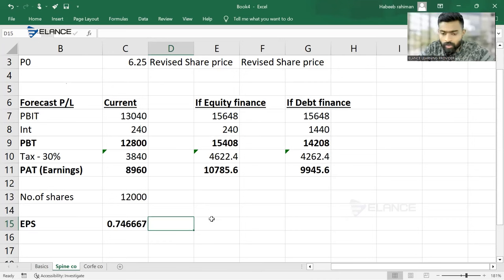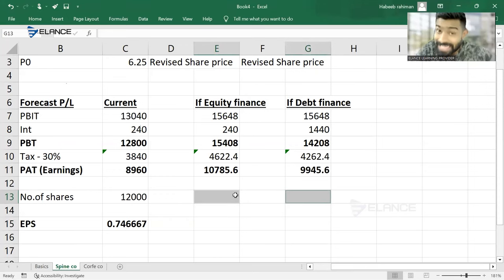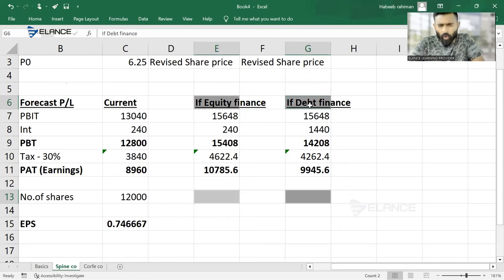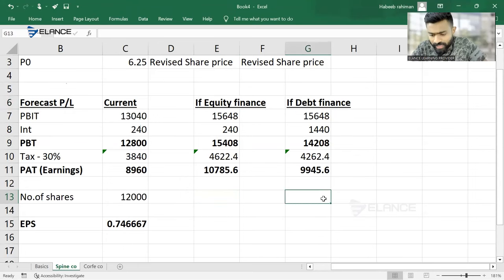Now, the number of shares will increase. The number of shares will increase only if we go for dash finance. What finance? Do comment. Whether it is equity finance or debt finance. The number of shares will increase only for equity finance, right? For debt finance, the number of shares will be 12,000, same as previous.